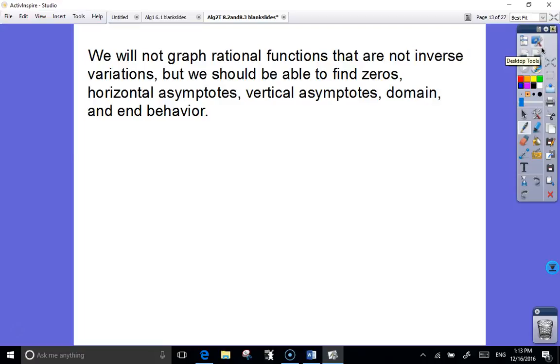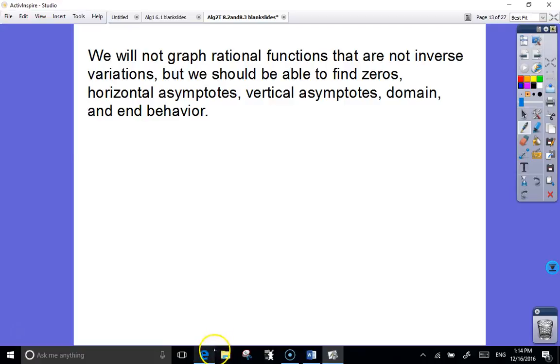Okay, now we're going to do 8.3. We're not going to graph, but we should be able to find zeros, horizontal asymptotes, vertical asymptotes, domain, and end behavior. What do we mean by the zeros of a function again? Yeah, x-intercepts, right? They're the x values that make the function equal 0.